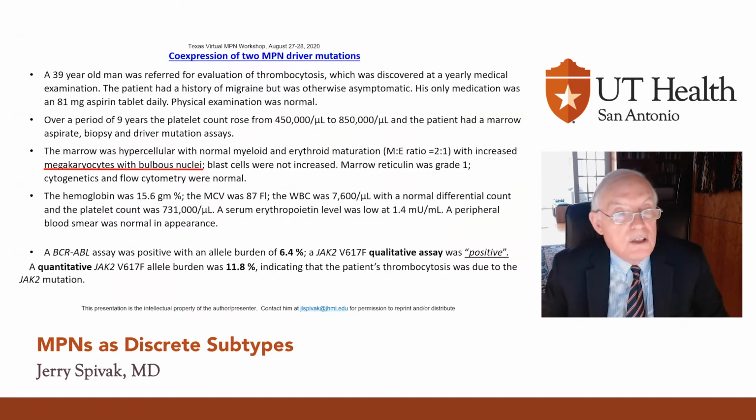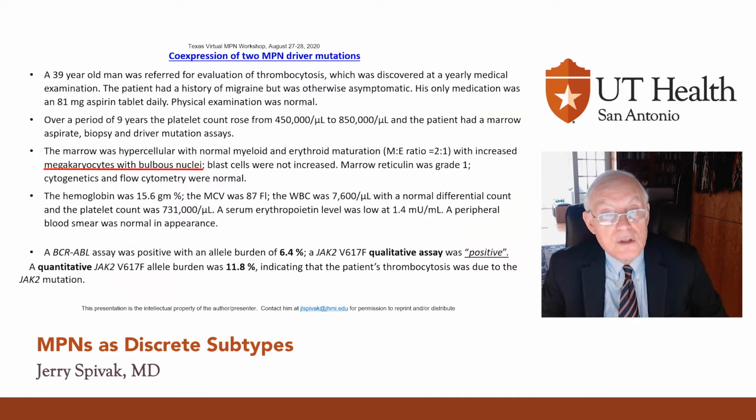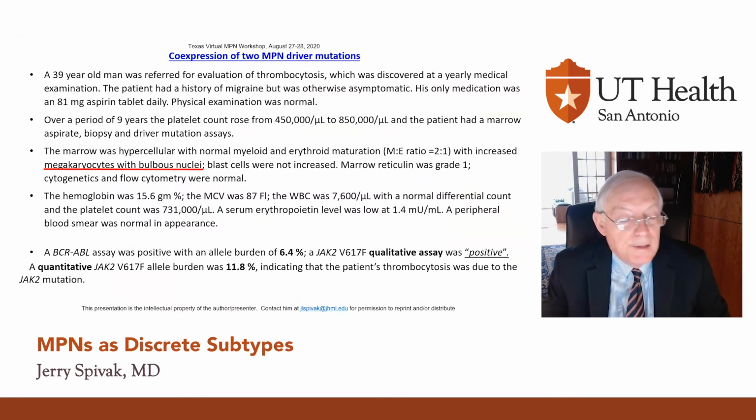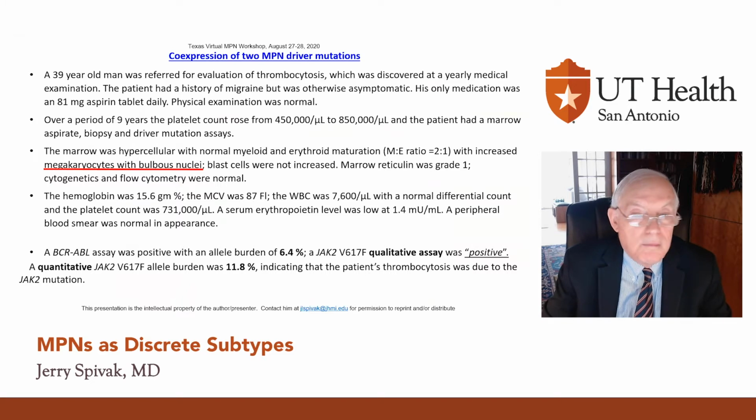Now, here's a patient, a 39-year-old man who was referred for evaluation of thrombocytosis. He was asymptomatic. Over 9 years, his platelet count had essentially almost doubled. He had the standard workup. He had increased megakaryocytes with bulbous nuclei. Therefore, he couldn't have CML. Everything was normal except his platelet count. He had a low erythropoietin level, which is compatible with either ET or PV.